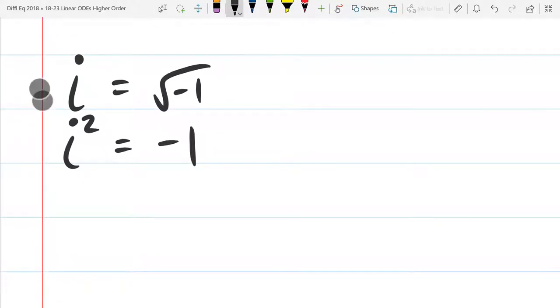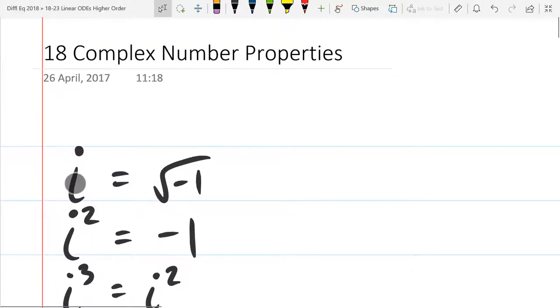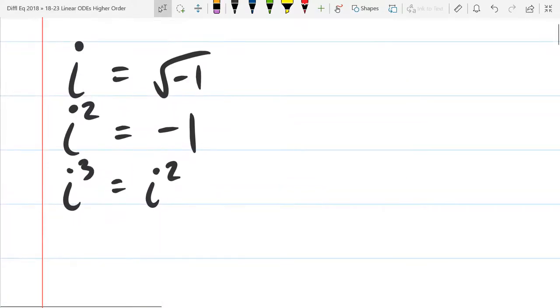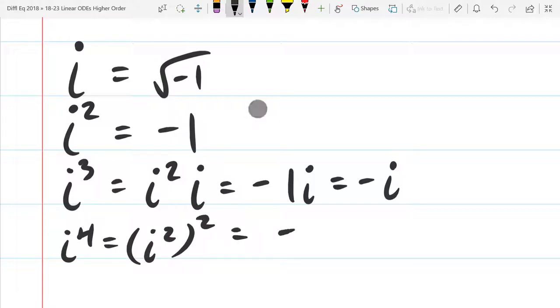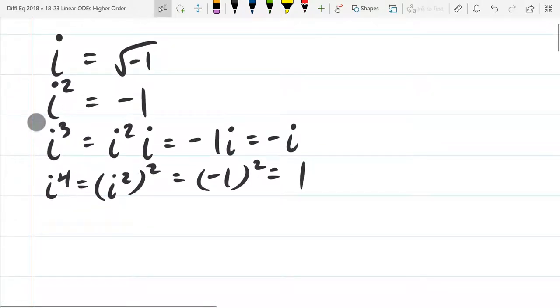Let's go ahead and keep going with the pattern, i cubed. What was the title of the chapter? Complex number properties, or complex numbers. We got i squared times i, which is negative 1i, also known as negative i. And then i to the fourth is i squared squared, so that's negative 1 squared, which is positive 1. We can keep going with this cycle, but I think you've seen this before. i to the fifth, i to the sixth, i to the seventh, i to the eighth just repeats these four values.